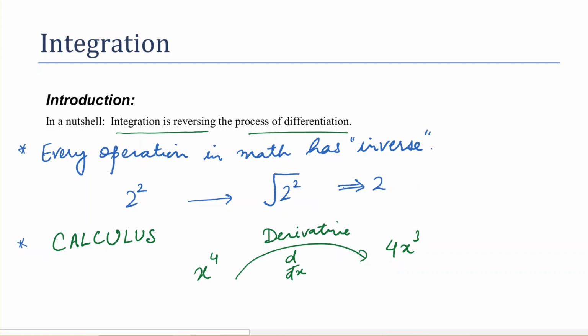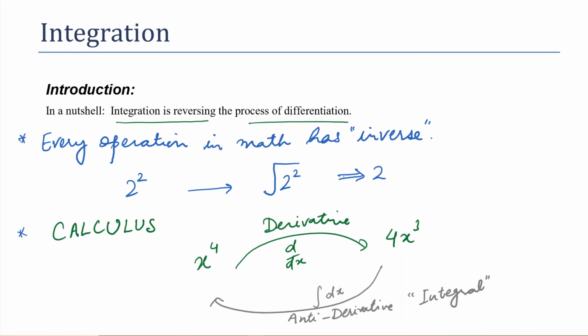But if we go the other way around, we say that the antiderivative, and the sign of the integral is this. So the antiderivative or integral of 4x^3 is x raised to power 4. Thus, integration is the process of reversing differentiation.